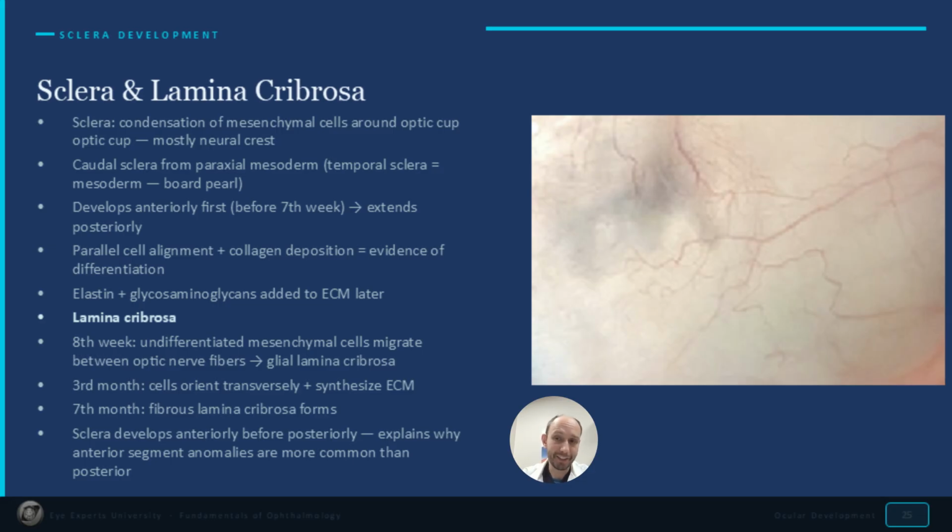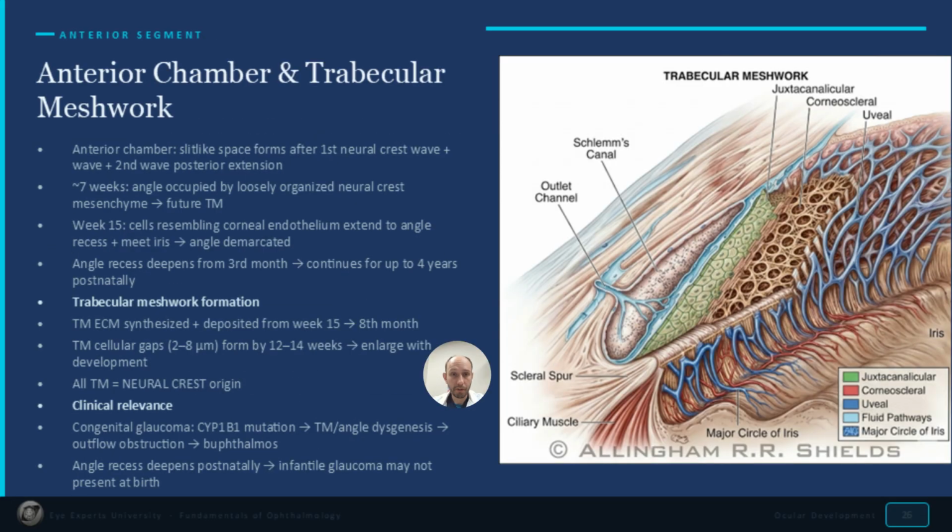That's a picture of a sclera. So the anterior chamber starts forming from neural crest waves. This is important because, as you can see, the anterior chamber forms over a pretty prolonged period. Starts at 7 weeks. By 15, we start seeing some structures. The angle deepens by the 3rd month.